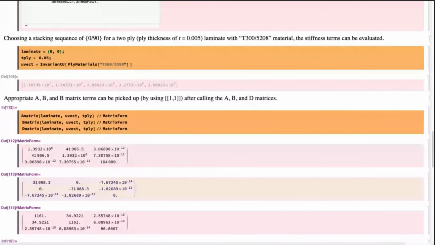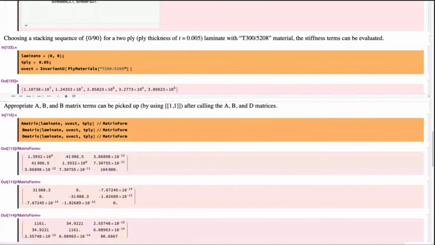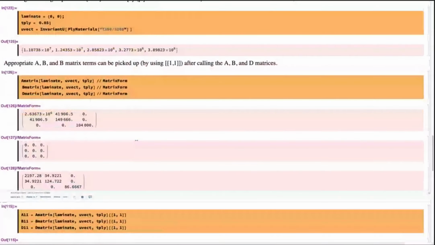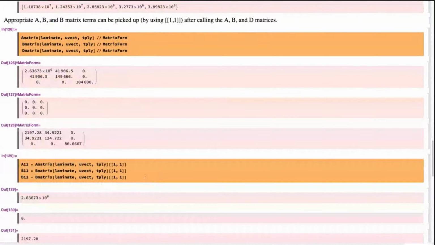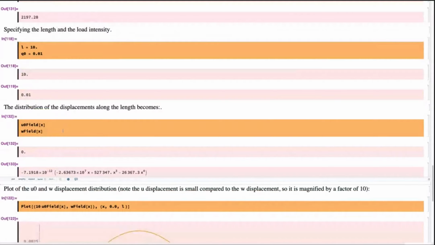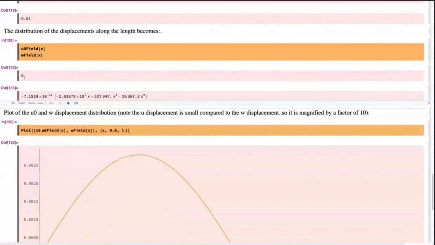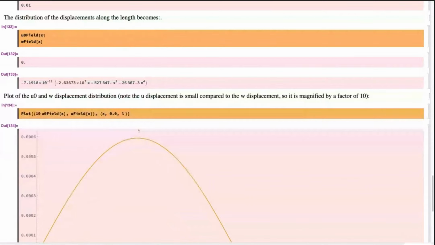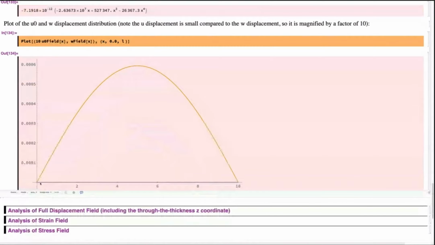a 0, 0 layup, which is mid-plane symmetric. This is the A matrix. A1, B1, U field. You see, U field automatically comes out to be 0. So making a plot of the U field, this is what you get. U field is completely zero, and it just bends into this form under uniform Q0 loading.